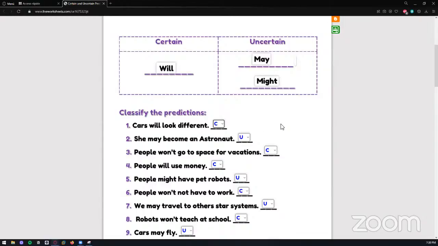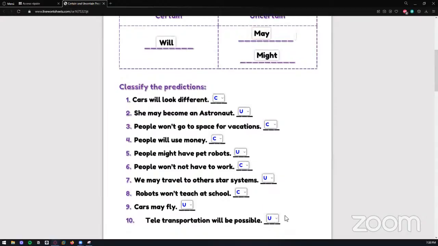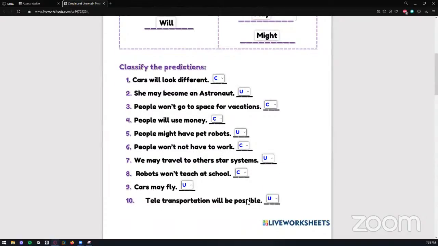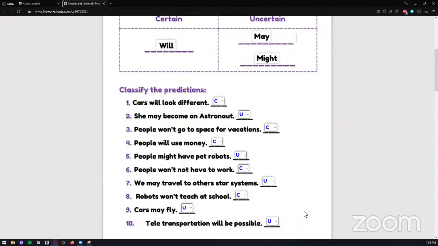It's because of that action that has on the verb, right? Se verán. Cars will look different. I mean, it could be this one, but I'm not sure. It's just because of the action that has on the verb.